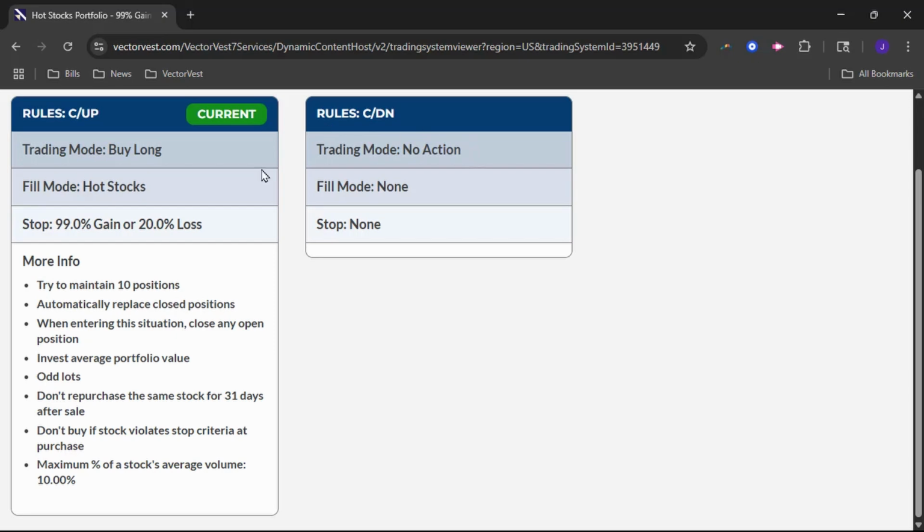Okay, that's the mechanism here. That's a variable, right? That is, you're telling the system to do very specific things at very specific times. So it's all part of an automated trading system. Invest average portfolio value, just some general settings below.